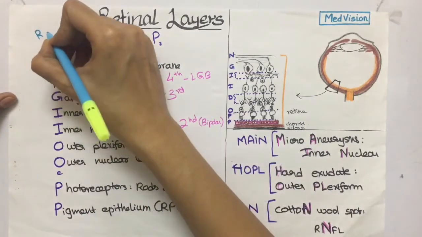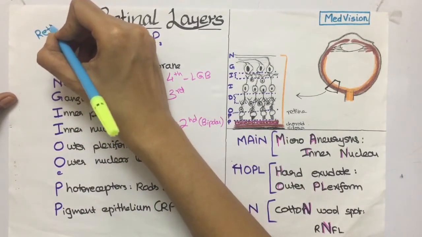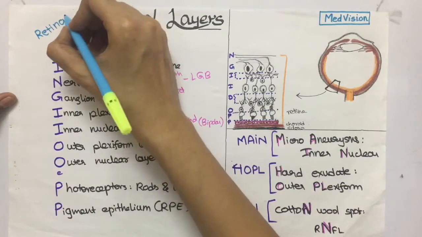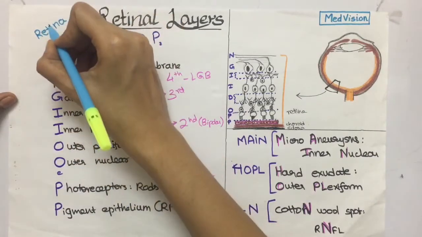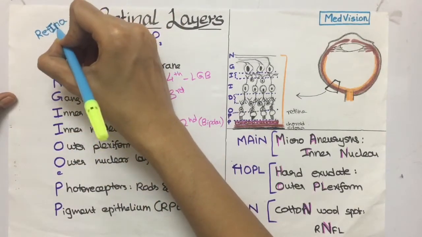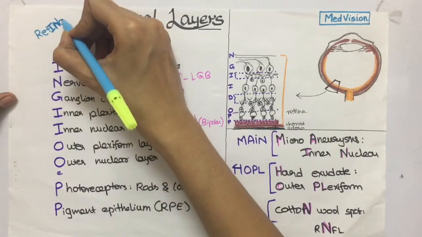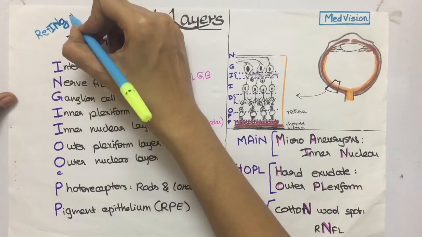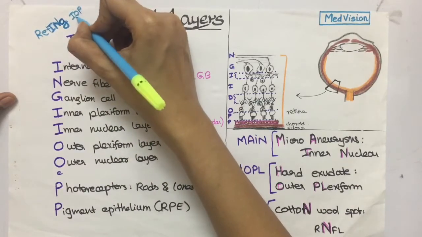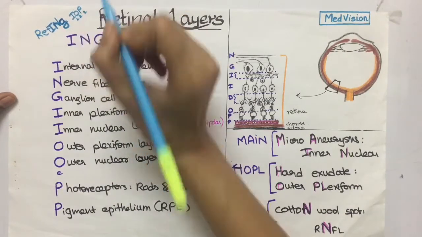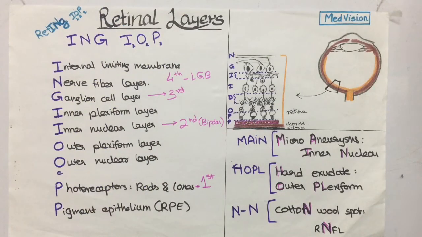Now when we write retina, R-E-T-I-N-A, the mnemonic can be remembered as I, N, and instead of A, we'll remember it as G. Okay, so ING and then IOP, that is intraocular pressure, I2, O2 and P2. So this is the mnemonic.